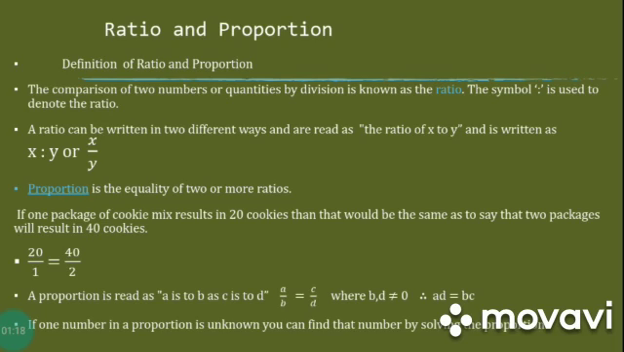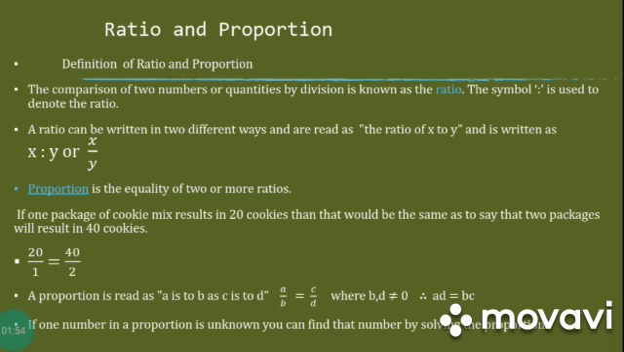Proportion is the equality of two or more ratios. For example, if one package of cookie mix results in 20 cookies, then that would be the same as to say that two packages will result in 40 cookies. Therefore, 20 upon 1 is equal to 40 upon 2.